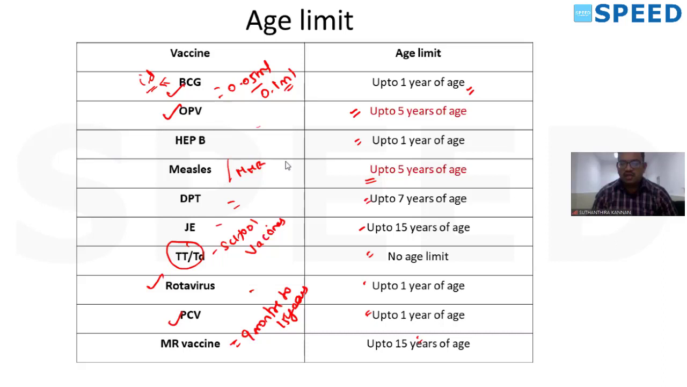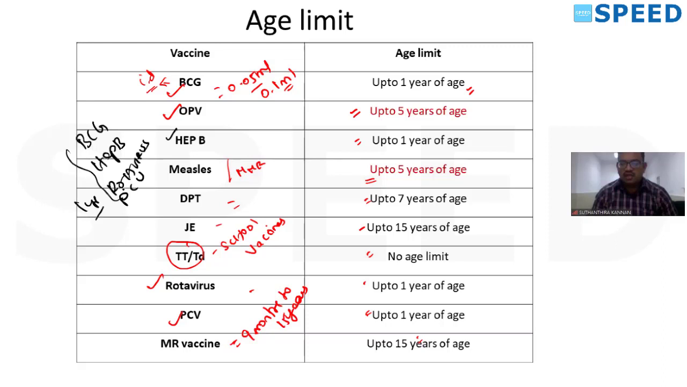So next, what are the vaccines we have to find out? Your BCG, hepatitis B, rotavirus, PCV. So BCG, hepatitis B, rotavirus, PCV, up to 1 year of age. Please remember that.